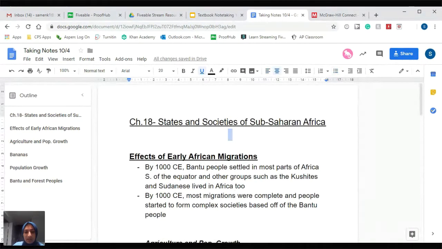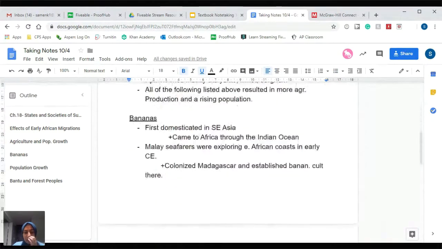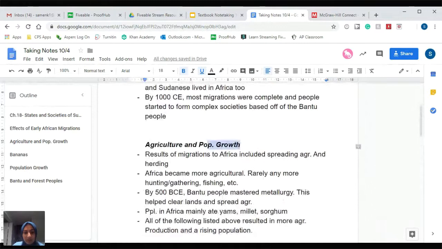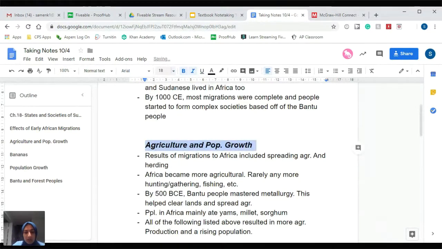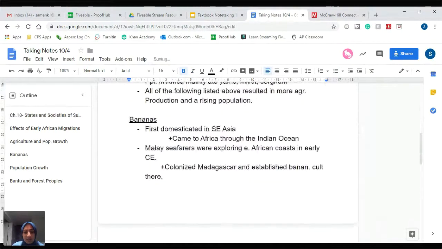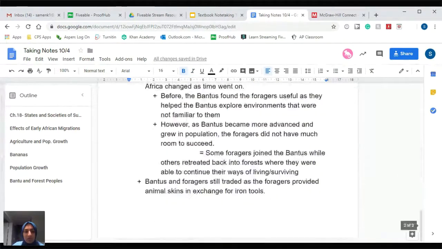So again, this is our big main section, and then this is our little small section within it. So this is agriculture and population growth, and then these are our little small sections within that section.